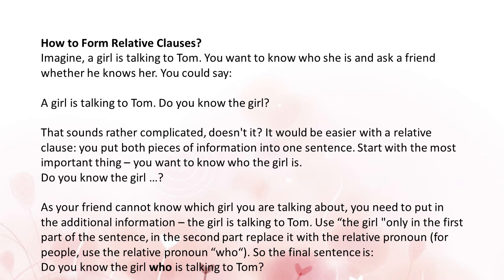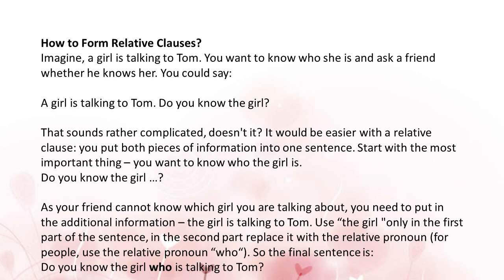As your friend cannot know which girl you are talking about, you need to put in the additional information: the girl is talking to Tom. Use the girl only in the first part of the sentence. So we use the girl or the boy or the cat, the thing that you are asking about or talking about or identifying, in the first sentence only once.